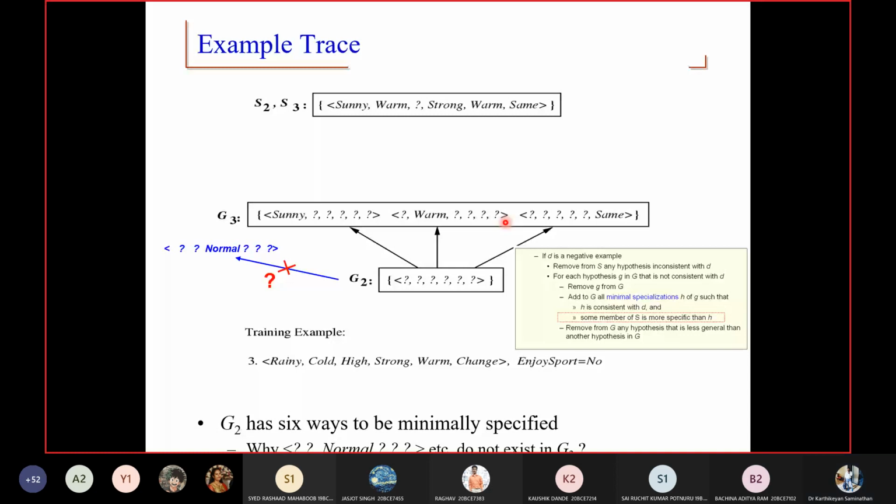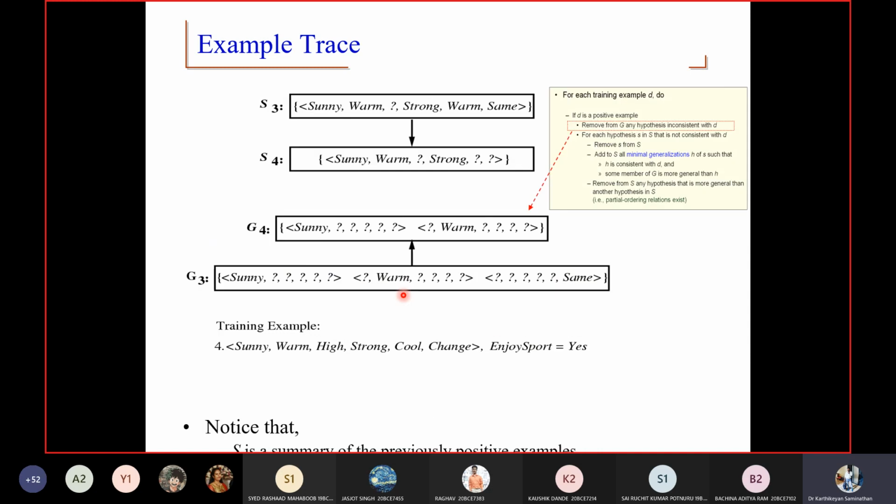Now, what is the fourth one? The fourth instance. Now this is S3 and G3. Now we'll take the fourth one. The fourth one is nothing but my positive test case. So now I need to generate S4 and G4, since it is a positive. S4 is nothing but, since it is a positive, I will take sunny versus S3. I need to compare the fourth instance with the third one.